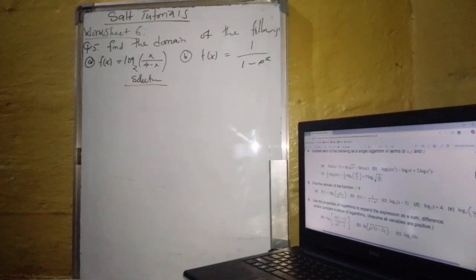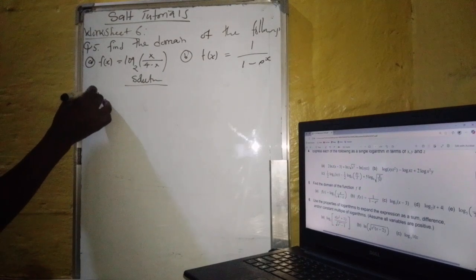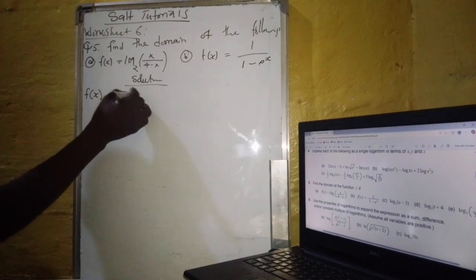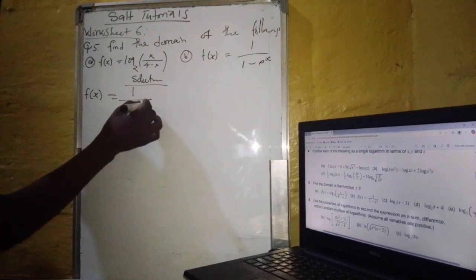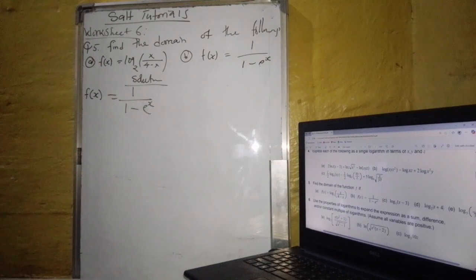Then from there, look at the second part, B, which says find the domain of f of x equals 1 over 1 minus e power x. This is something very simple. It doesn't have a log. So if it doesn't have a log, that's not your focus. It will be very simple because you will have to analyze it again. What kind of a function is it?